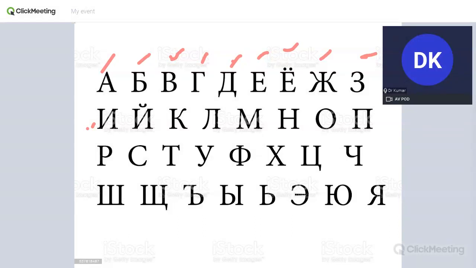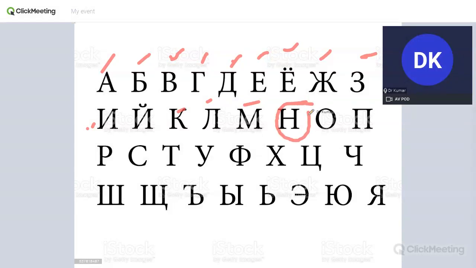Right, then we have some other letters. The third letter is almost equivalent to the English K and sounds like K. Right, the next letter, L, then M, N. Here I just rushed through because KLM is almost an English continuation. The sounds are the same.